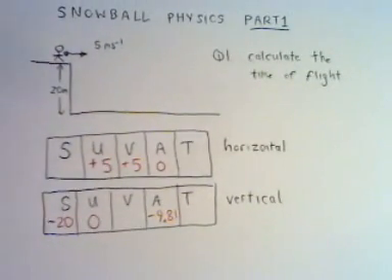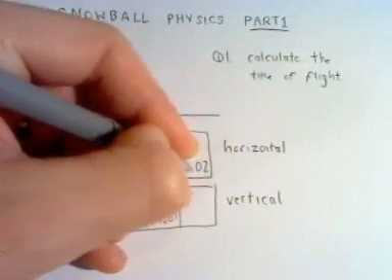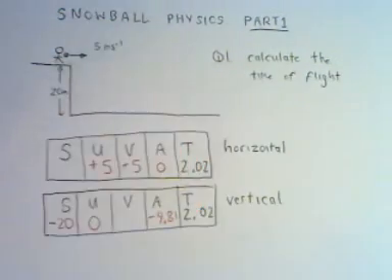So if we return back to our original grids, we can now add in response to question 1, the time of flight, and we'll put that into both of our grids.